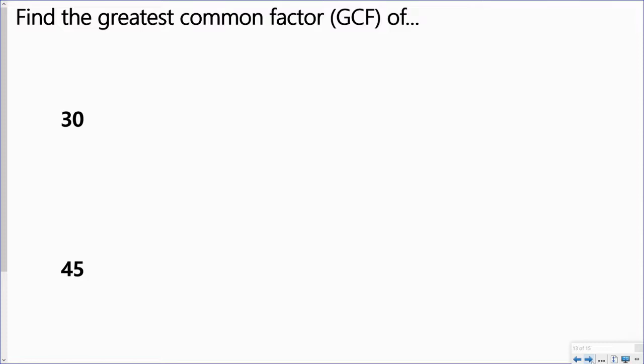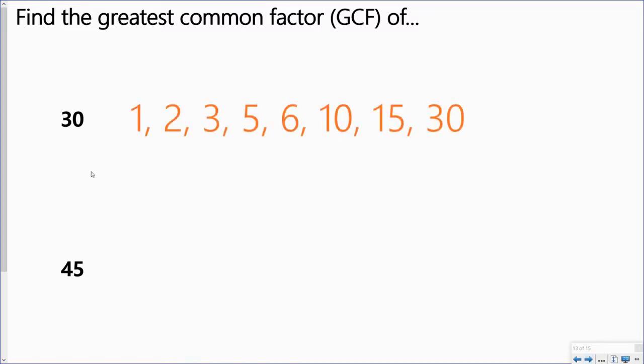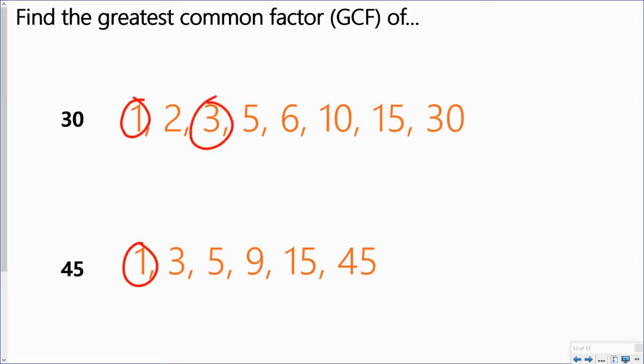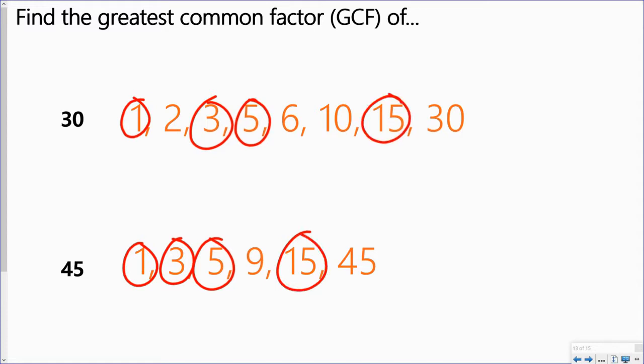So let's take these numbers and find the greatest common factor for them. So for 30, here are my factors. And for 45, here are my factors. Well, when I want to take a look at which ones they have in common, I'm going to circle those. So here they both have 1, they both have 3, they both have 5, and it looks like they both have 15. So those are my common factors.